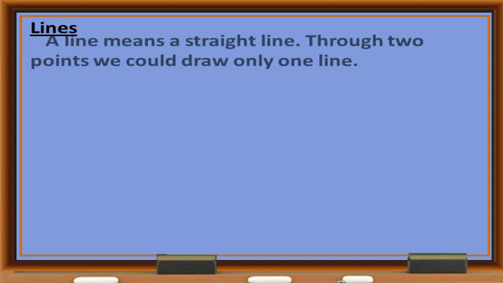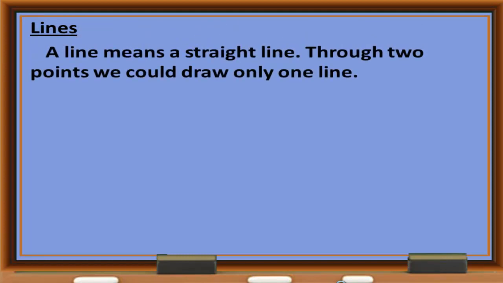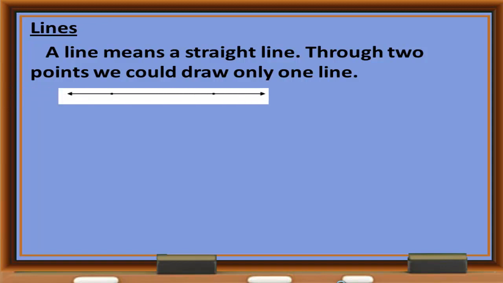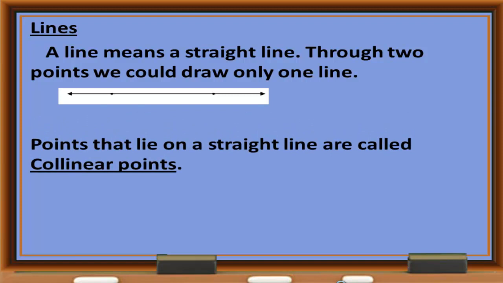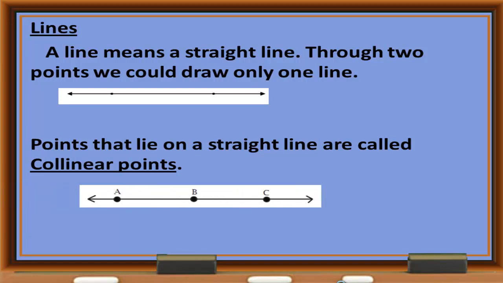Lines. A line means a straight line. When we say a line, it means straight line. Through two points, we could draw only one line. Points that lie on a straight line are called collinear points.